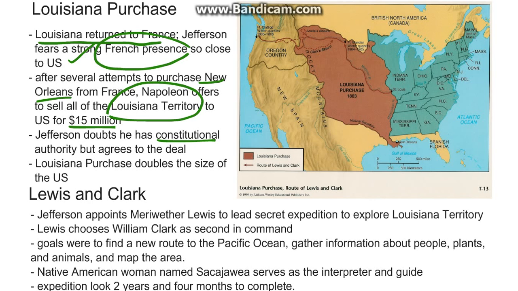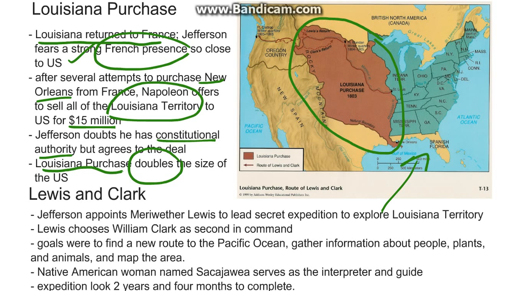Jefferson isn't sure that he even has constitutional authority to be able to do this, but he agrees to the deal anyway. The significance, why it's important, of the Louisiana Purchase is that it doubles the size of the United States. You can see in the map shown here the blue area, which is the existing United States, and then the brownish area, which is the Louisiana Purchase, purchased for $15 million from France.